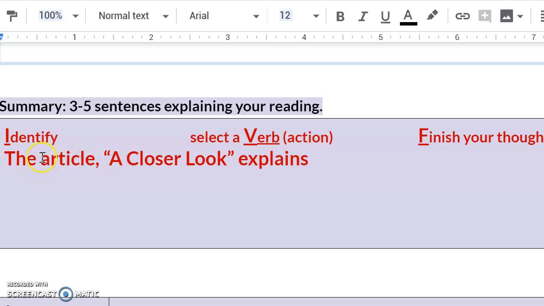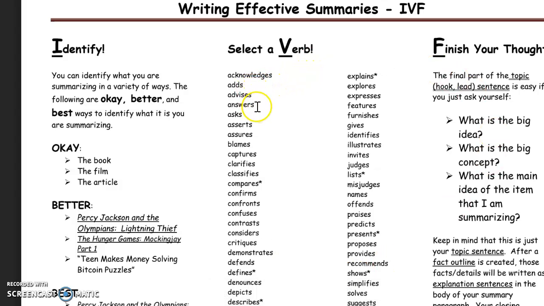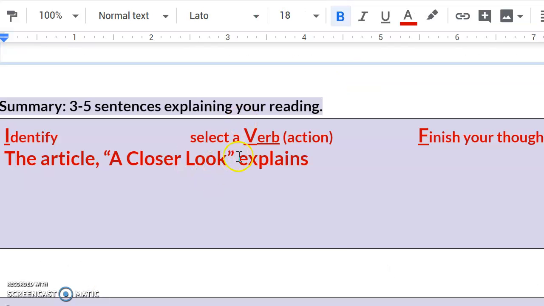So remember, you need to identify what you read. Well, guess what? For activity 42, I already did this for you. I said the article, and then I put the title of the article, a closer look. That's identified what we just read. And then I had to choose a verb. So if you look at the IVF resource, there's all these verbs here to pick from. Adds, advises, answers. I chose the word explain. So in my summary, I used the word explains. So I said the article, a closer look, explains.